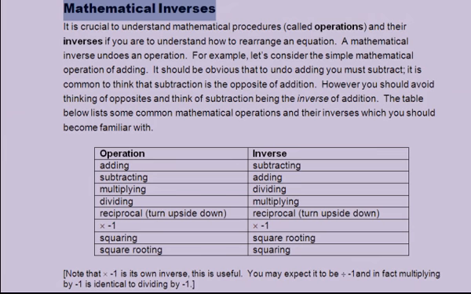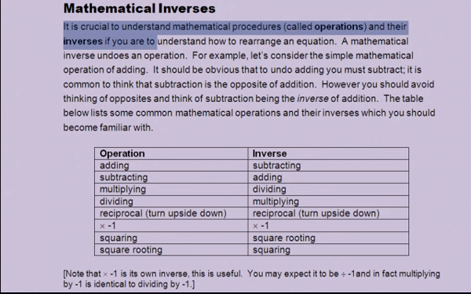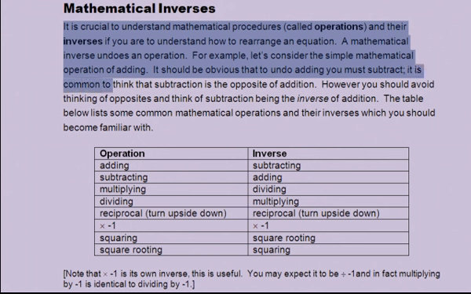Mathematical inverses. It is crucial to understand mathematical procedures called operations and their inverses if you are to understand how to rearrange an equation. A mathematical inverse undoes an operation. For example, let's consider the simple mathematical operation of adding. It should be obvious that to undo adding, you must subtract. It is common to think that subtraction is the opposite of addition. However, you should avoid thinking of opposites and think of subtraction as being the inverse of addition.